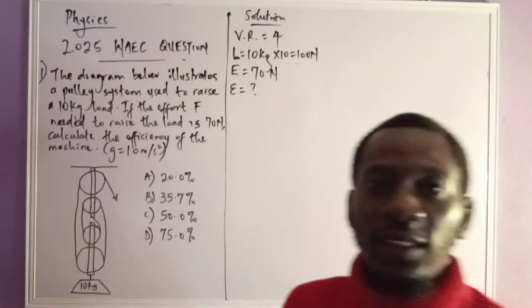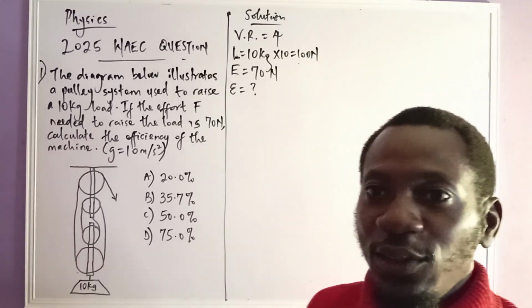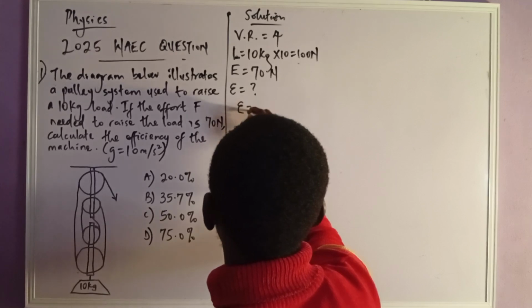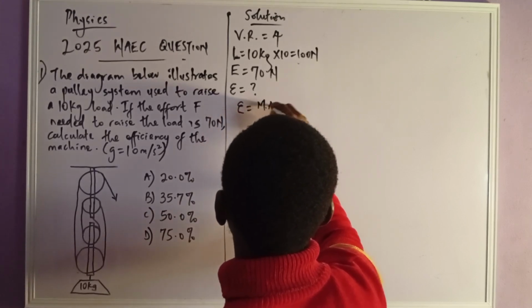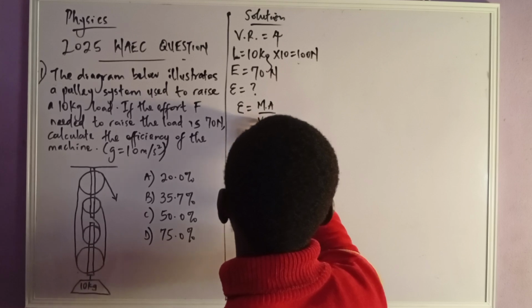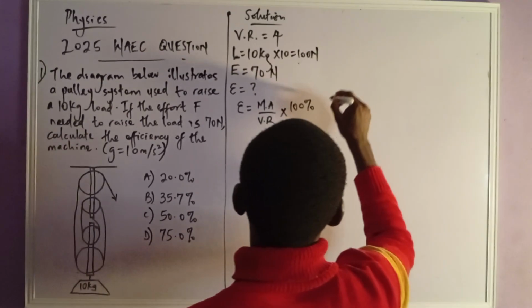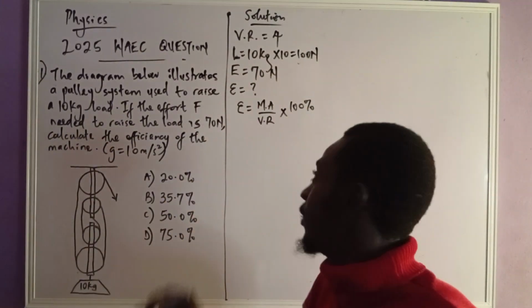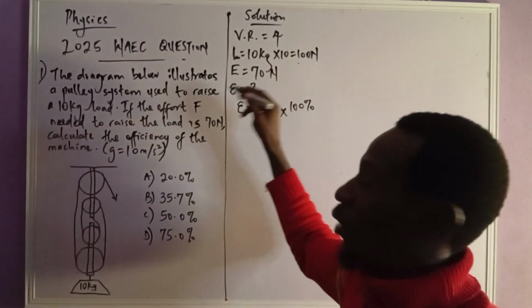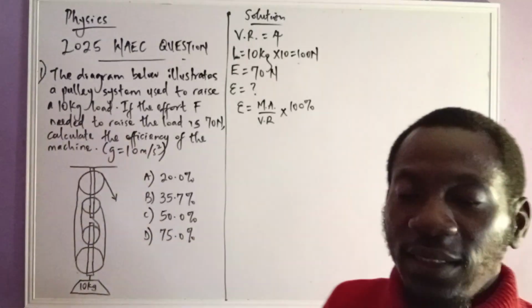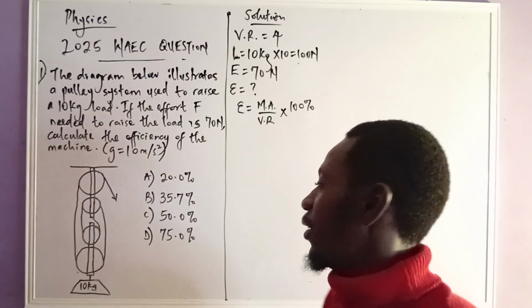In order to calculate the efficiency of a machine, the formula to use is mechanical advantage divided by velocity ratio multiplied by 100%. So efficiency is equal to mechanical advantage divided by velocity ratio multiplied by 100%. But we have to note one thing. In our question, we don't have mechanical advantage, so we have to calculate the mechanical advantage. And mechanical advantage is given as load divided by effort.